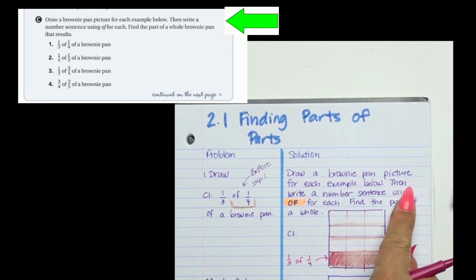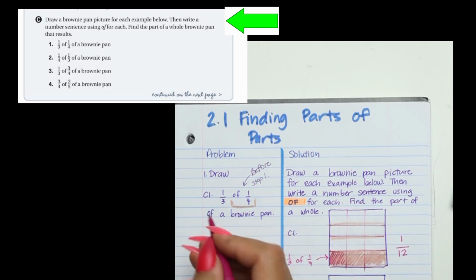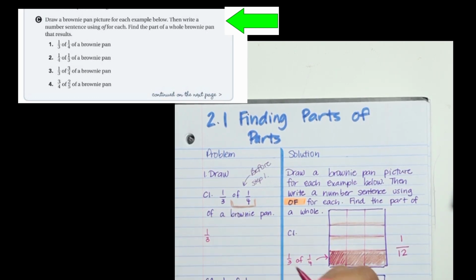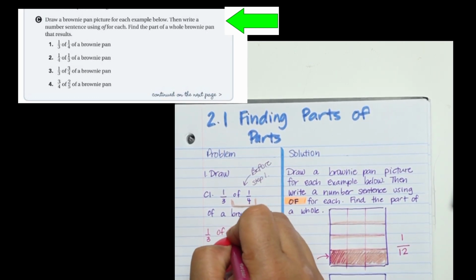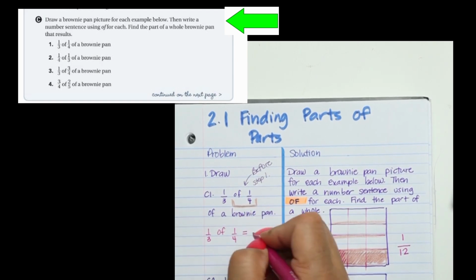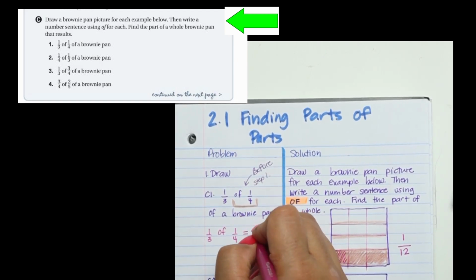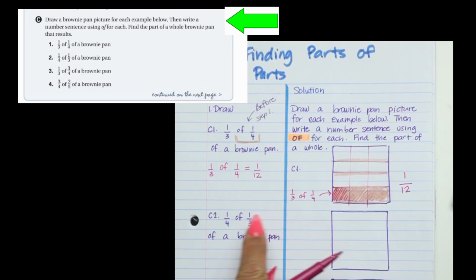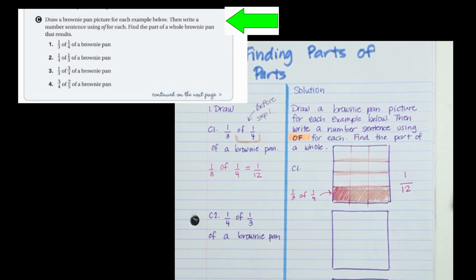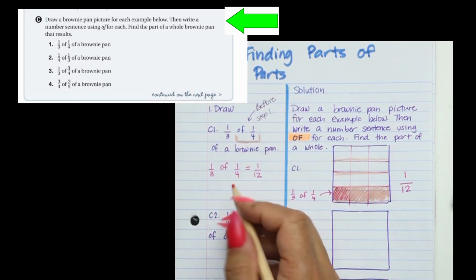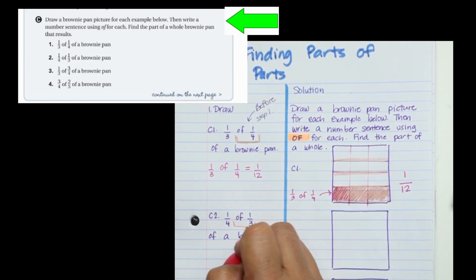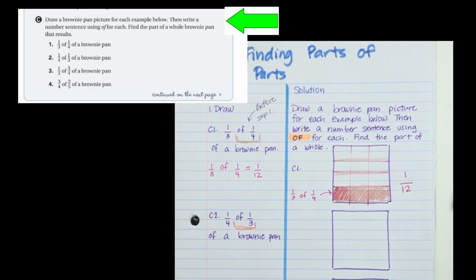So when you draw the brownie, write a number sentence. 1/3 of 1/4 equals 1/12. Next: 1/4 of 1/3 of a brownie pan. So first step, identify what you start with. Step 1.